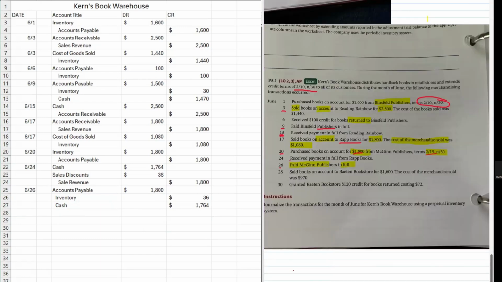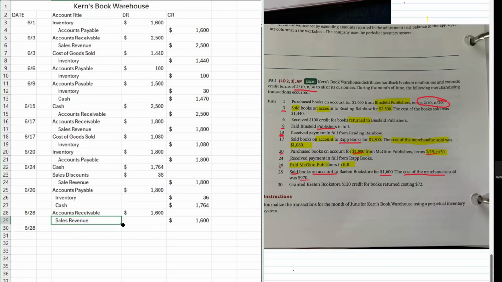Back to the stuff. Okay. I can't click my highlighter. Guys, please. Whatever. We're gonna keep moving on with our pen. Sold books on account for 1,600. The cost of merchandise sold was $970. So on June 28th, we make a sale. So we're doing accounts receivable for 1,600. They need to pay us $1,600. And then that is sales revenue.